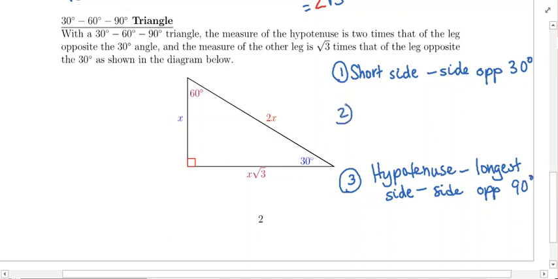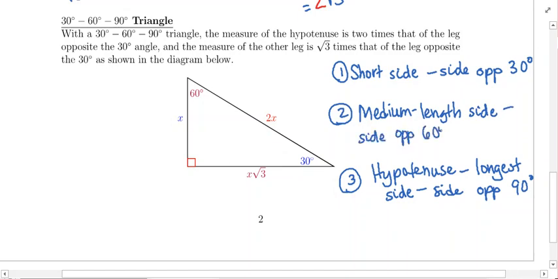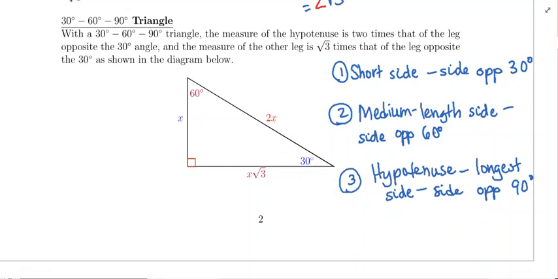And then you're going to have a side whose length is somewhere in the middle, so we'll call it the medium length side. And that is going to be the side opposite the 60-degree angle. So once you can make those identifications, the short side, which is across from the 30-degree angle, the hypotenuse, which is across from the right angle, and the remaining side, which has the medium length, opposite the 60-degree angle, then what you're going to do is as follows.